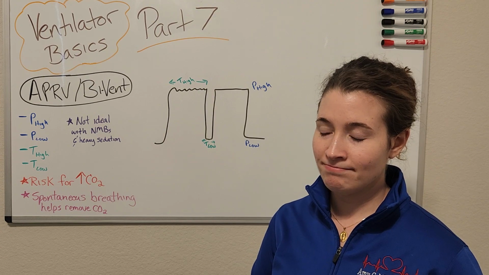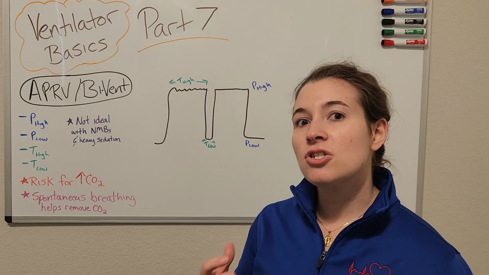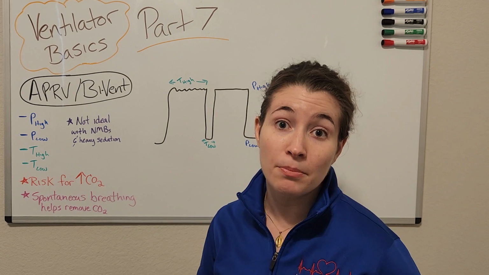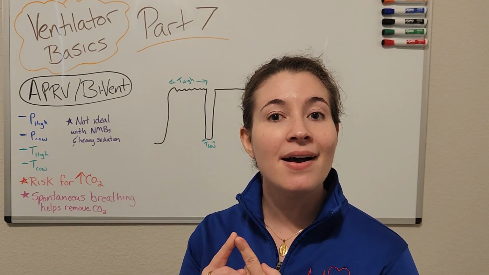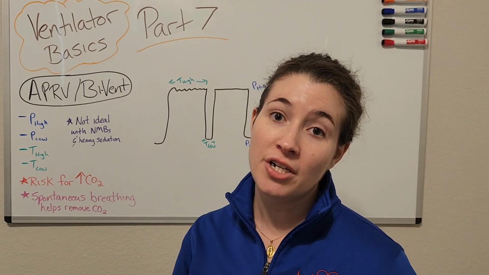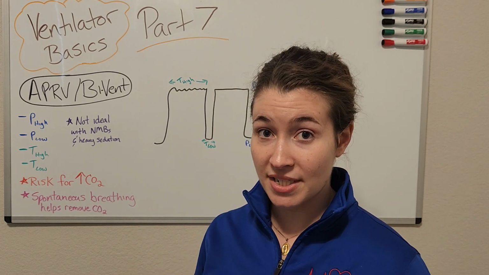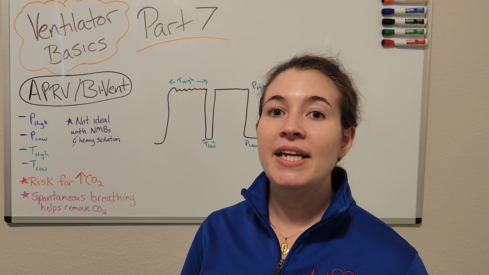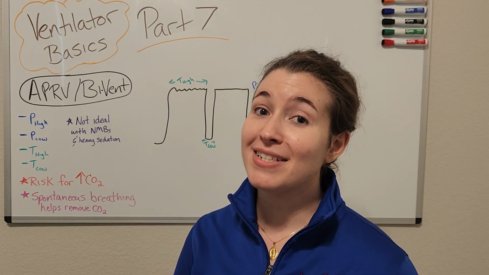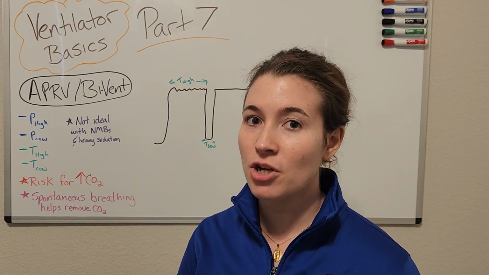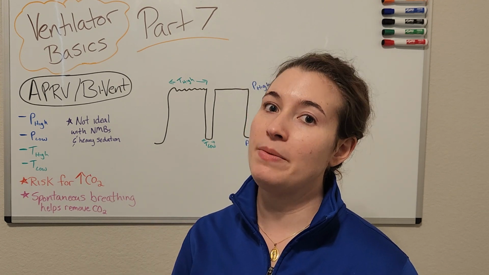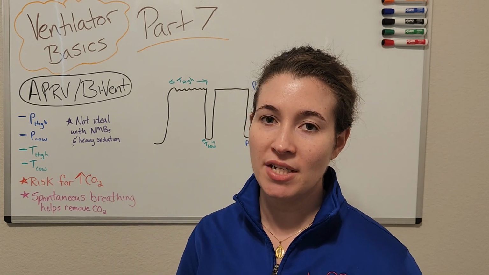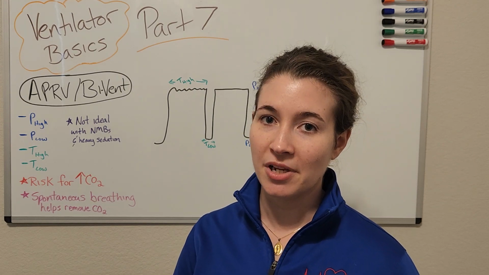So again, big things to remember about APRV or bivent in your patient is that it's really going to maximize the amount of oxygen that your patient is going to receive, but we really need to be watching that CO2 level. So your patient may be on a continuous CO2 monitor, and or we may be doing frequent ABGs to monitor those levels in the blood.